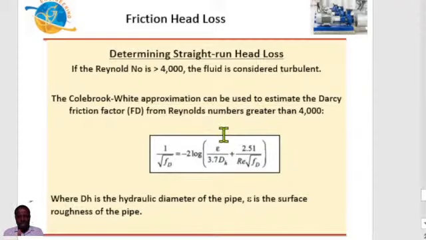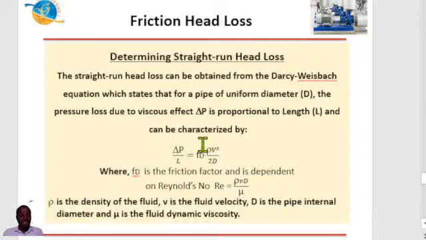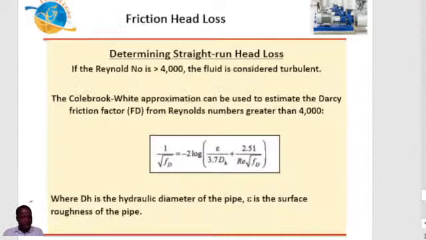Now, with your FD for a turbulent flow, obtained from the Colebrook-White approximation, you come here and put it in to obtain your pressure loss due to viscous effect, which in this case is the straight run head loss. All right. So what you have will be your straight run head loss.